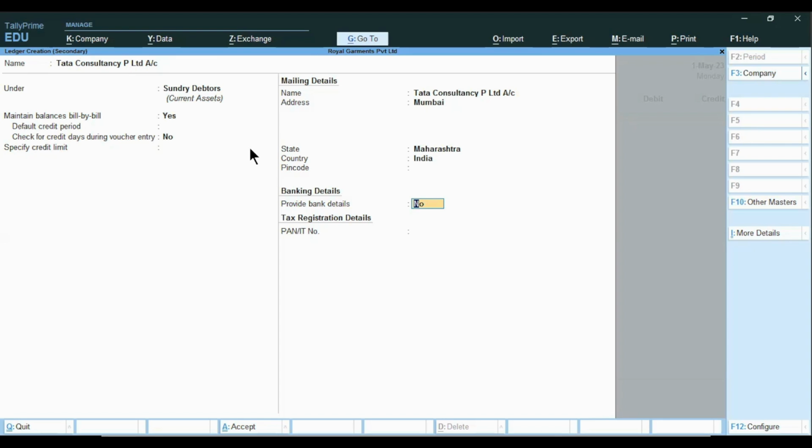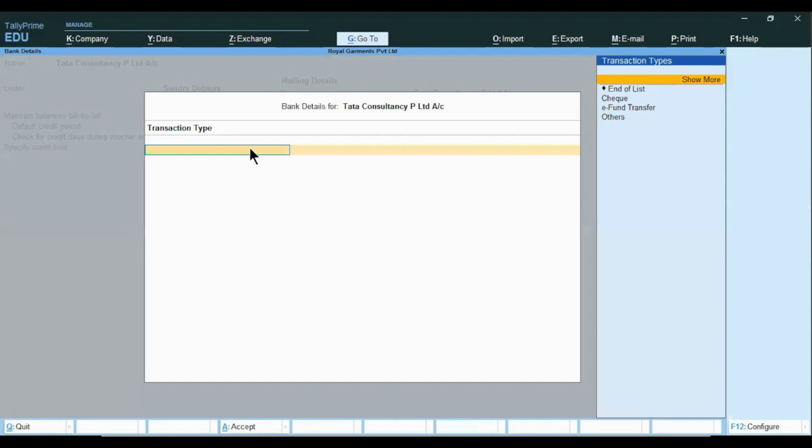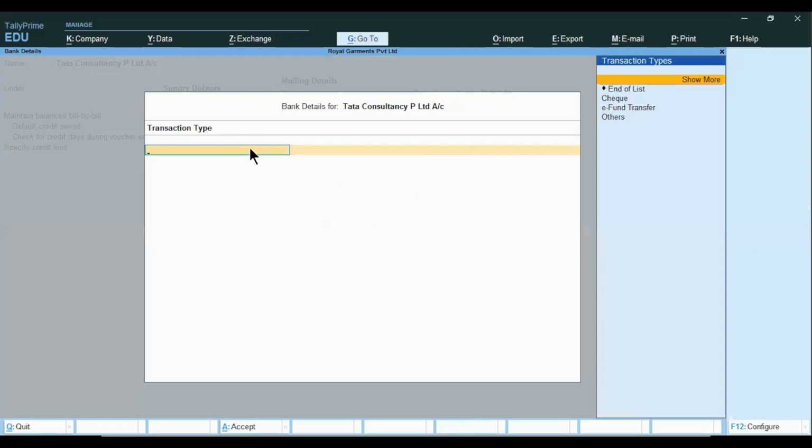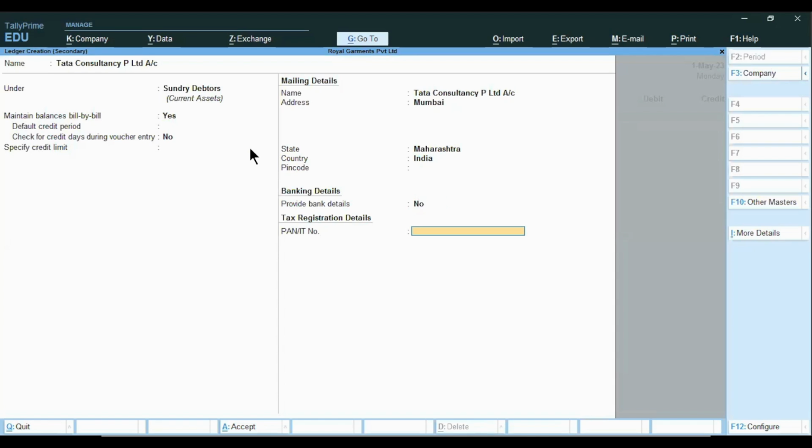If you press yes, it will go to a second screen where you need to enter the banking details. So at present, I am keeping it no. The PAN of Tata Consultancy or IT registration number. Enter, enter.